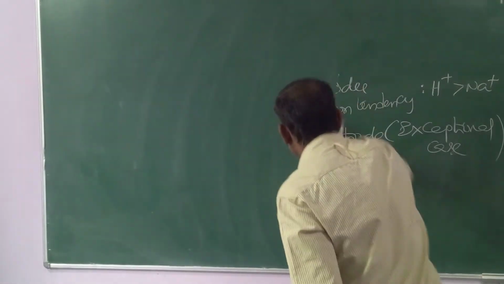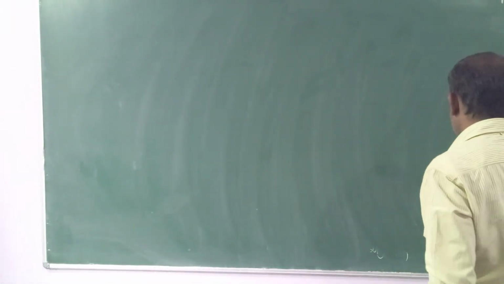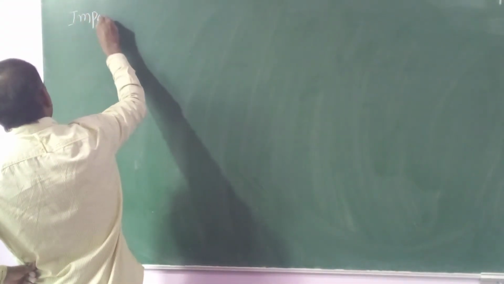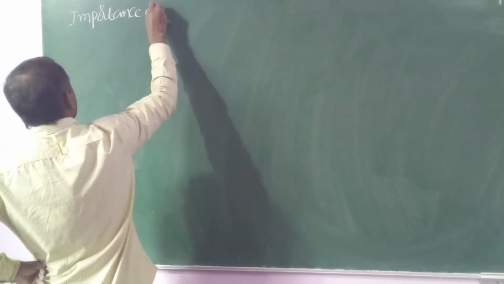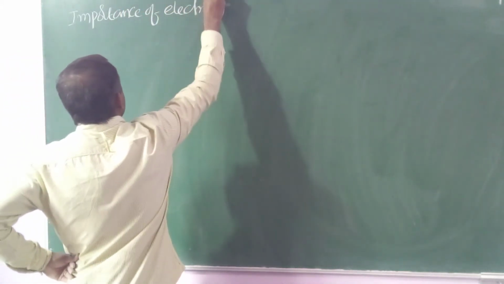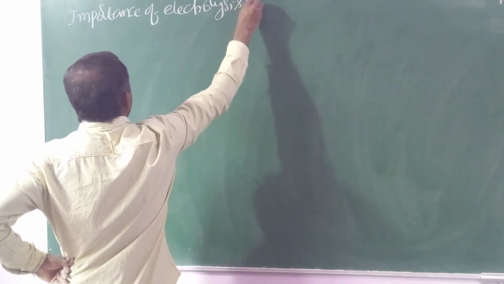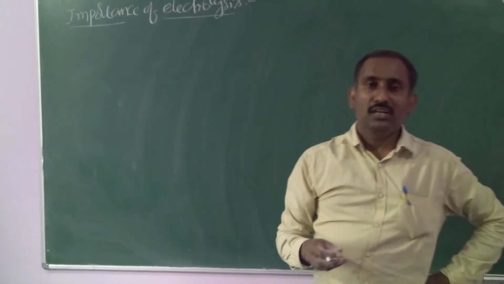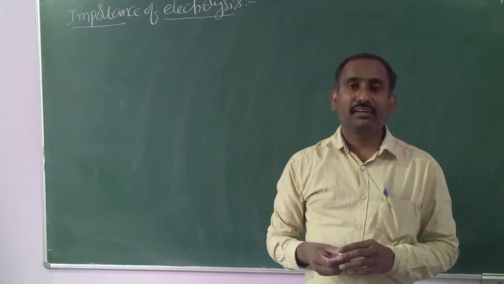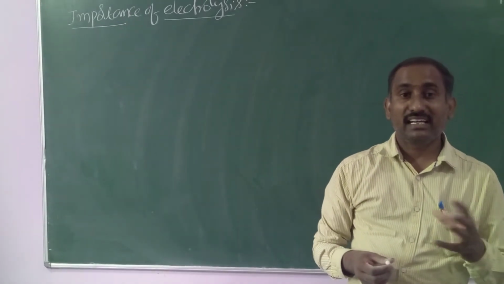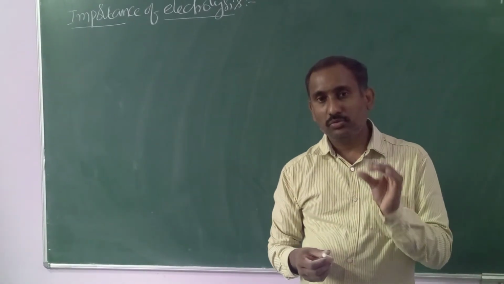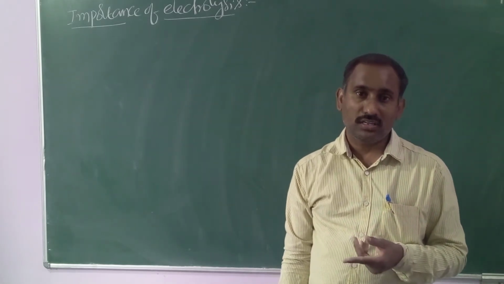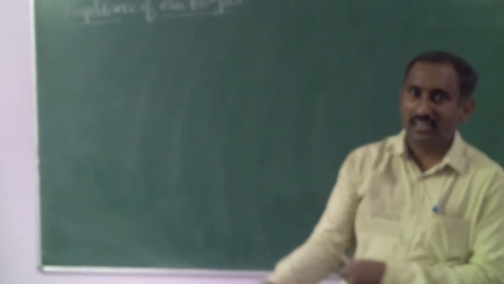Next, the importance of electrolysis. What is the use of electrolysis? With the help of electrolysis, we can identify the electrolysis products and we can extract various elements. Whenever current is passed through acidified water, hydrogen is liberated at the cathode and oxygen gas at the anode. Already we discussed this in the last class.